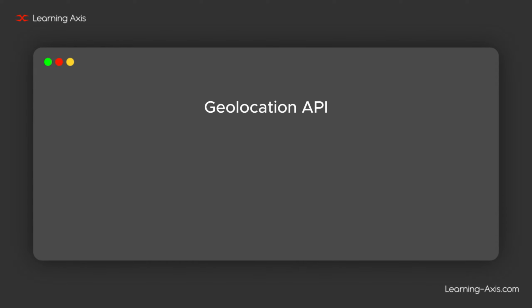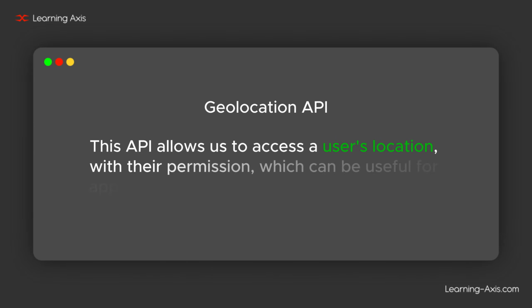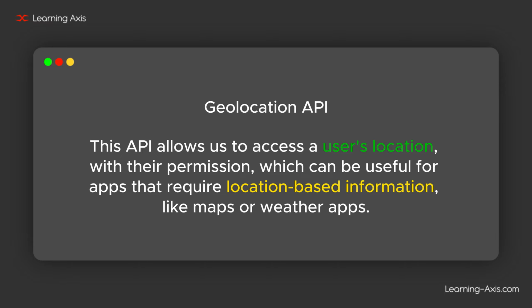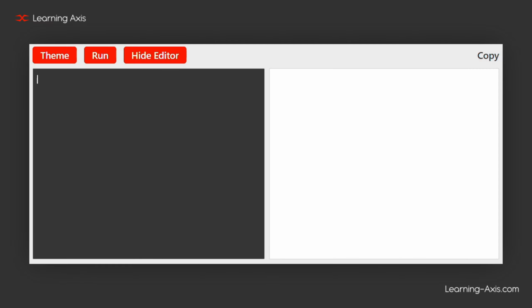Next is the Geolocation API. This API allows us to access a user's location with their permission, which can be useful for apps that require location-based information like maps or weather apps. Here's how we can request a user's location.